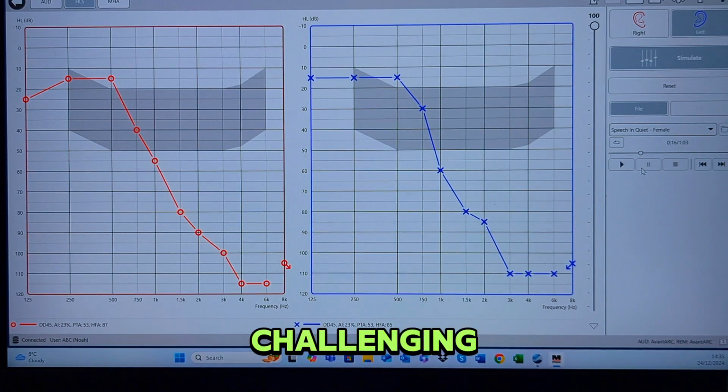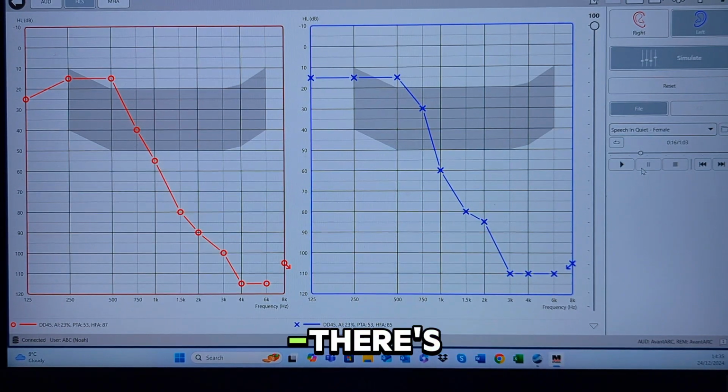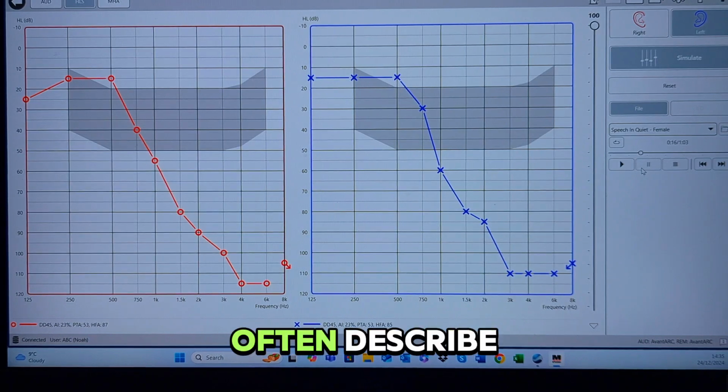Again, very challenging to understand the words there. The tone of certain words is there, the pattern, the rhythm, but it is exactly as a lot of my patients often describe hearing loss.